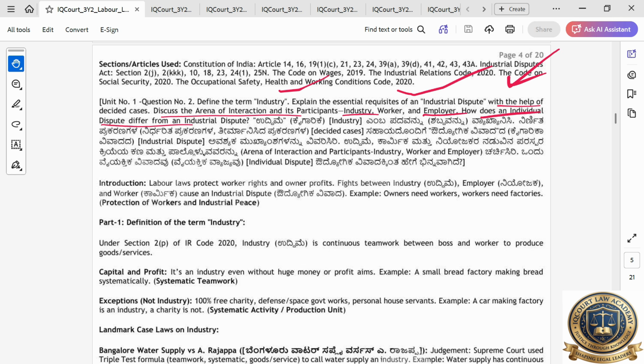I already explained you, right? This question now they will ask like this also. How does the industrial dispute differ from individual dispute? They may ask for the difference between these two. They may ask to define industry. They may ask for the industrial dispute with the help of decided cases.